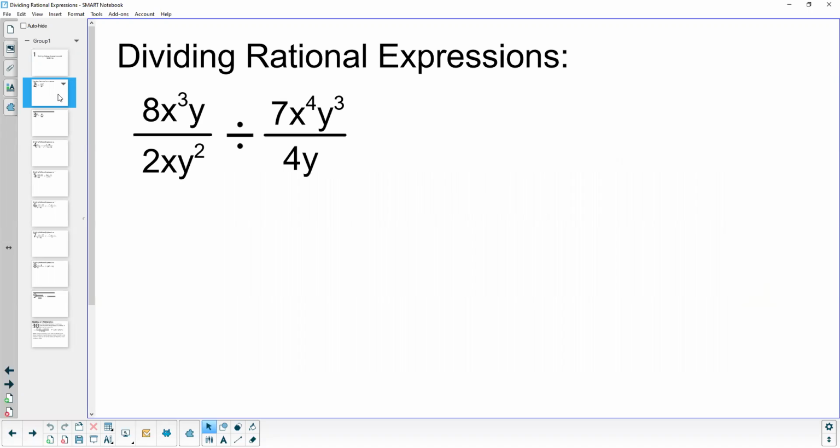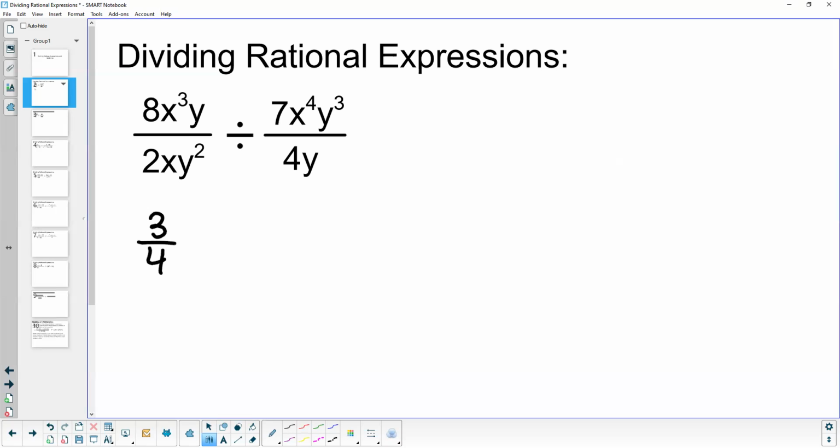Now, before you watch this video, if you have not already learned about how to multiply rational expressions, you are going to want to learn how to do that first because dividing and multiplying are very similar. When it comes to dividing rational expressions, remember a rational expression is just a fraction. And so how do we divide fractions?